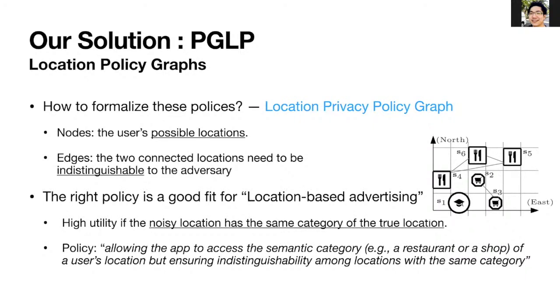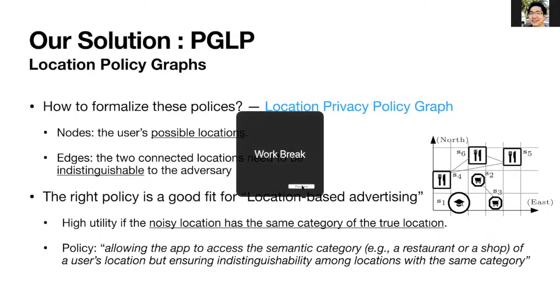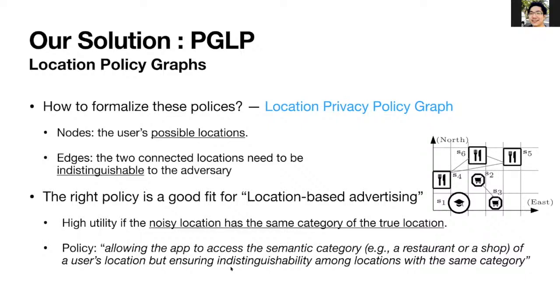For example, the red policy would be a good fit for location-based advertising, the application I just mentioned. This policy allows the application to access the semantic category, such as a restaurant or a shop, of the user's location, but ensures indistinguishability among locations with the same category. So we can have very high utility for such an application, because a noisy location always has the same category as the true location, since the perturbation only happens within the same category.